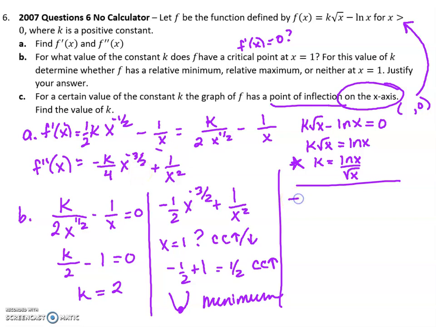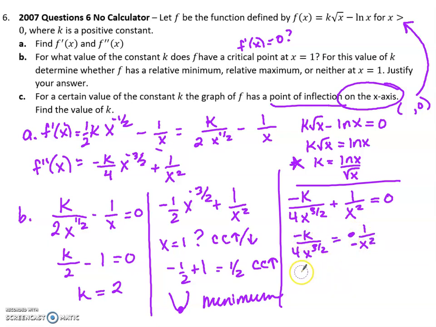If I set my second derivative equal to 0, I'm going to do a little cleaning up here. I'm going to make it x to the 3 halves on the bottom plus 1 over x squared. So if I wanted to solve this, I could move this guy to the other side, set this equal to 0, and move this guy to the other side. And then I'm going to cross multiply. I'm going to treat this negative as actually being on the bottom, it'll be easier. So this times this gives me a positive k x squared equals 4x to the 3 halves.